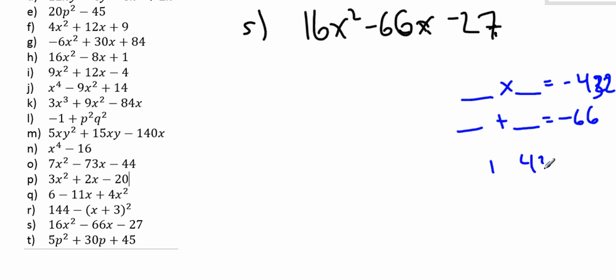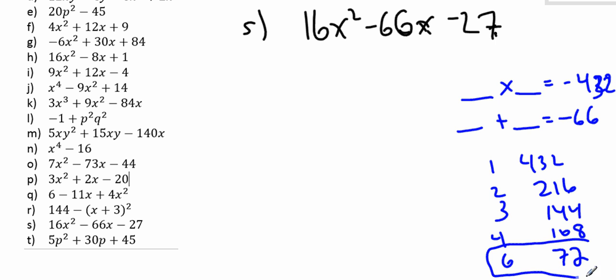Okay, 1 and 432, 2 and 216. Let's see if 3 works. 3 and 144. 4 and 108. 5 won't work. 6. Ooh, 6 and 72. Interesting. Positive 6 minus 72. Bingo. Those are the two numbers.